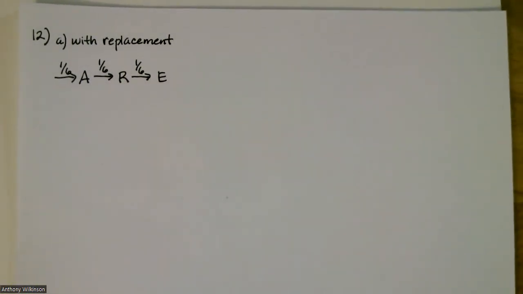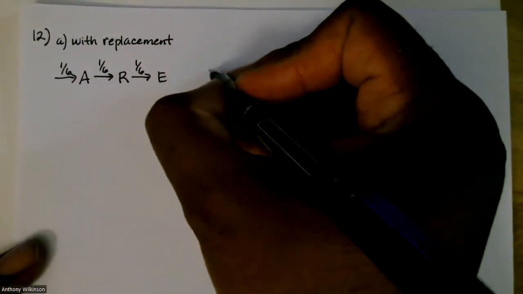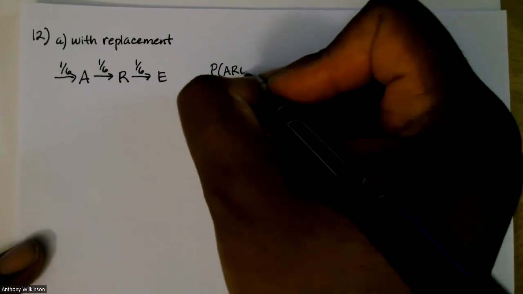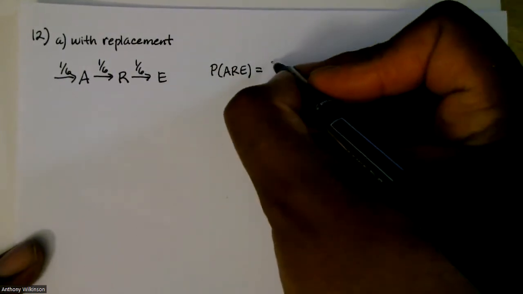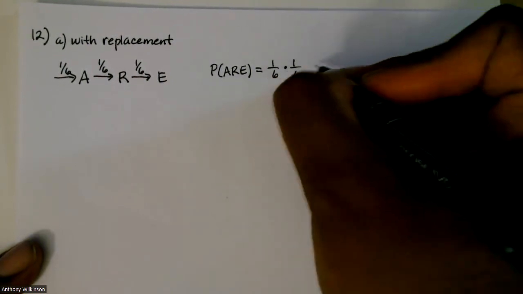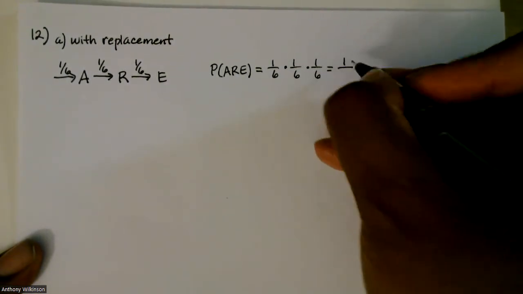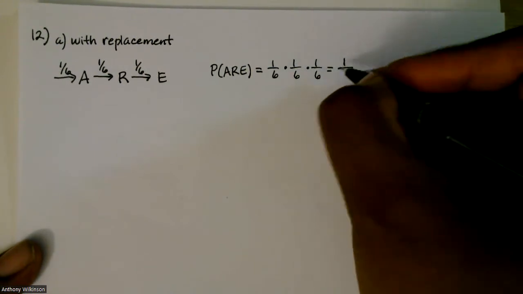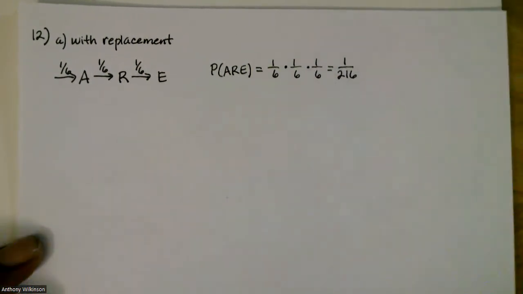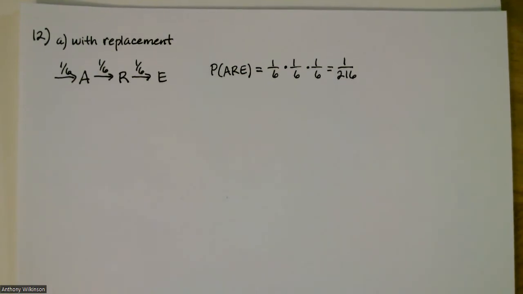And this is with replacement, meaning that the letters are going to go back in after the first draw, and they'll go back in after the second pick. So the probability of ARE is this. We just multiply 1/6 times 1/6 times 1/6. 1 times 1 times 1 is 1, divided by 6 times 6, 36, times 6 is 216. So the probability of selecting ARE, if those letters are drawn one by one with replacement, would be 1/216.